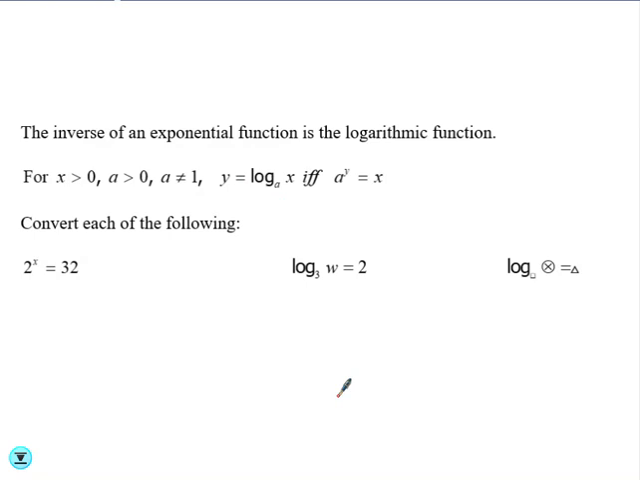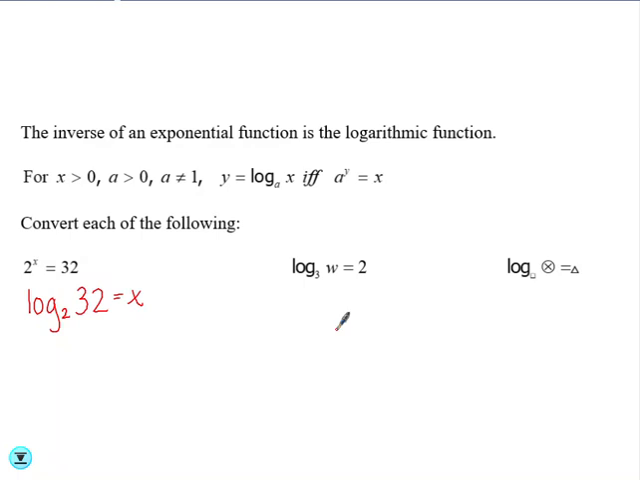So we're going to take a couple of these problems and just convert between logarithmic and exponential form. You need to pay attention to where the values are in relation to the exponential and logarithmic forms. So 2 to the x equals 32. If we convert this to a log, we would have log base 2 of 32 equals x. So the thing to remember is that the base of your exponential is also the base of your logarithm.